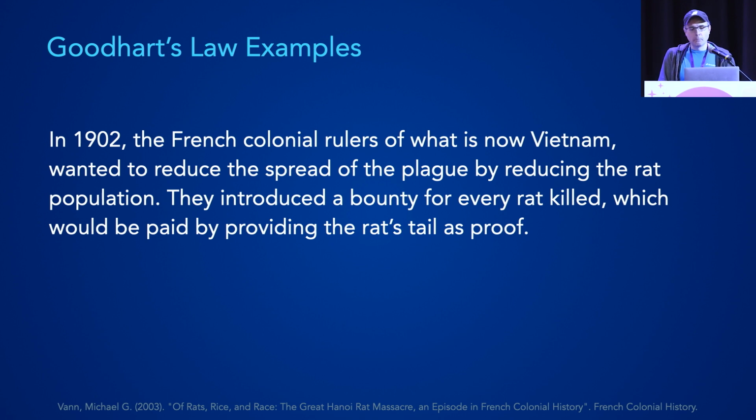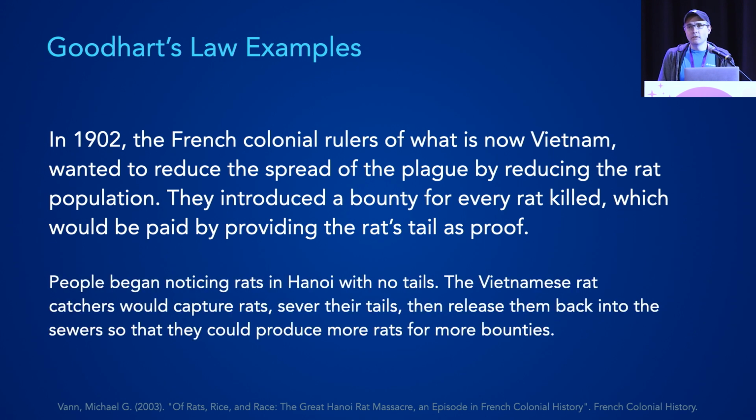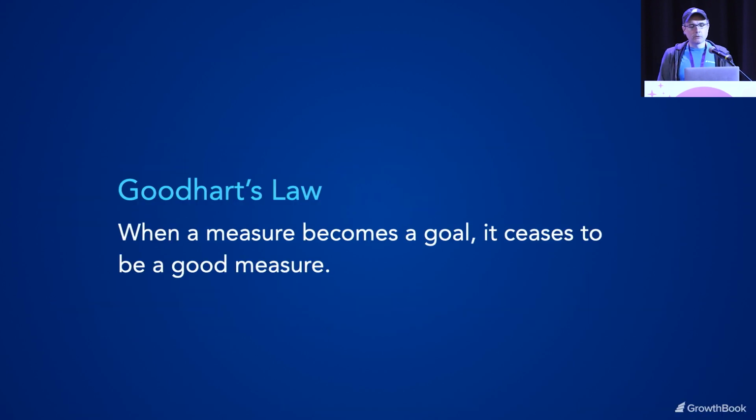By all accounts, this was a great success. In some cases, I think they had thousands of rat tails being turned in a day. Until they started noticing there were an awful lot of rats running around Hanoi without tails. It turned out the Vietnamese were just cutting the tails off without killing the rats, and in some cases feeding them to create more rats so they could get more money from the tails. So Goodhart's law: when a measure becomes a goal, it ceases to be a good measure.